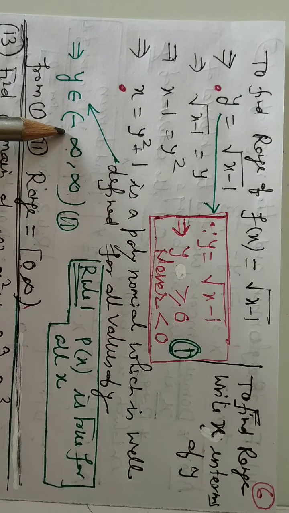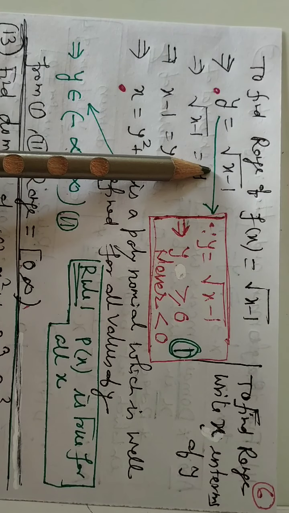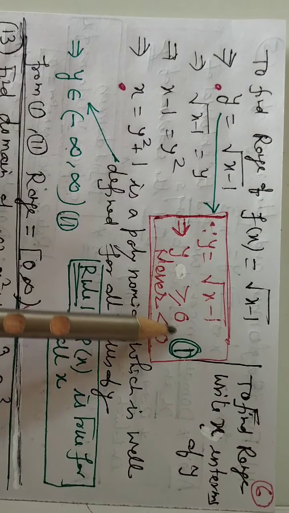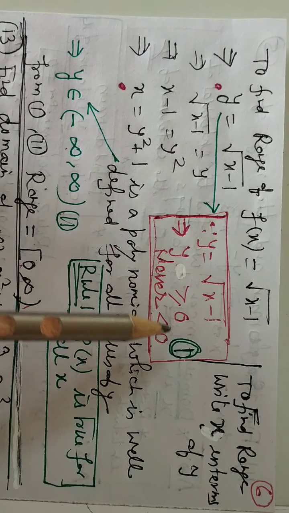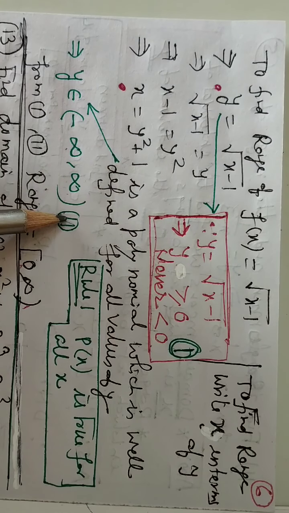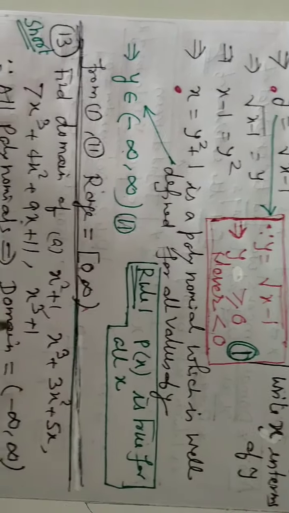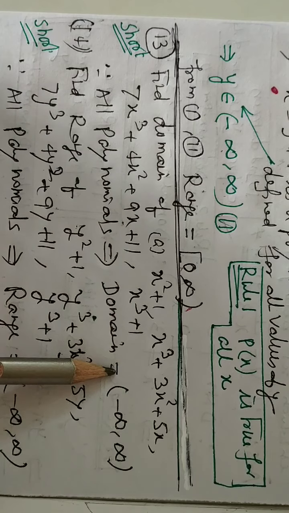But remember, y belongs to minus infinity to infinity. But remember that y is the square root of x minus 1, and the square root of any number is always more than or equal to 0, which is never less than 0. So from 1 and 2, you have to consider 1 as well as 2. The range is equal to 0 to infinity. 0 taken.